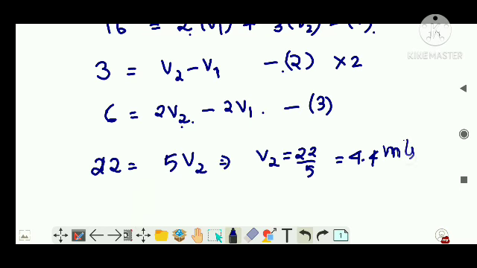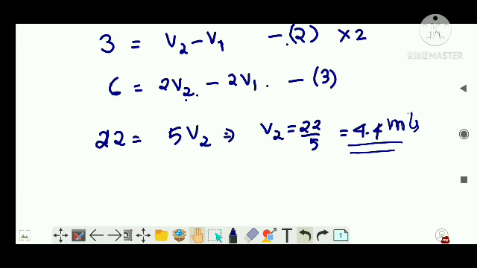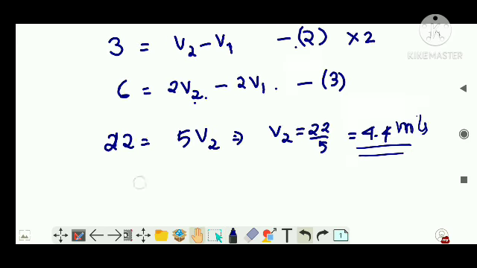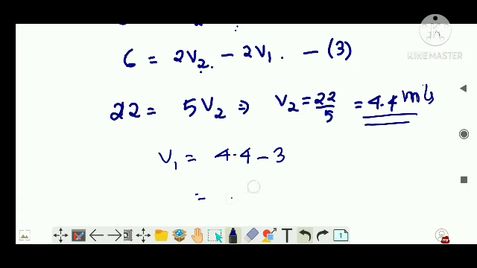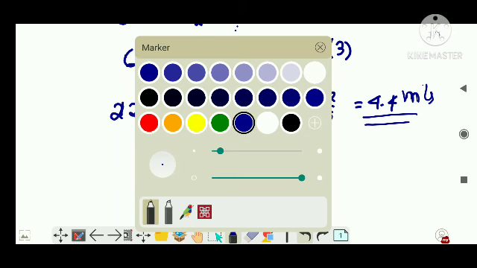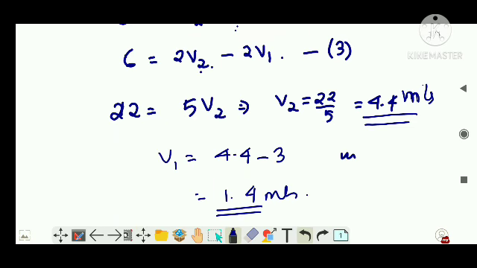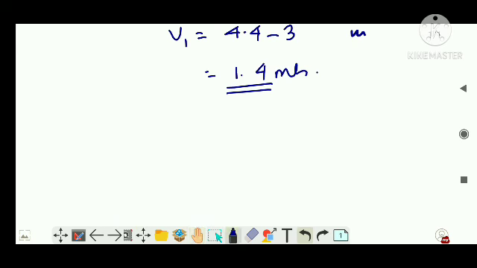Meter per second. Similarly, we can find v1 also. See here, v1 is equal to v2 minus 3, so v1 is equal to 4.4 minus 3, so it will be equal to 1.4 meter per second. You can find the answer, not a big deal. Let me mark this one. Clear? So this is how you solve the problem without much problems.